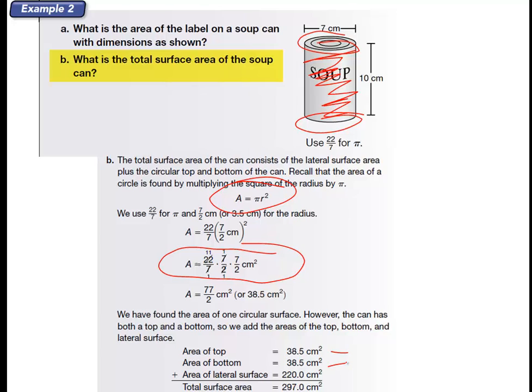You add a bottom to that, because it's the bottom of the can. And you add all of that to the lateral surface that you already figured for the wrapper, and you get a total of 297 centimeters squared. And that's what it would be for the entire can. So you need to make sure whether it's asking for the entire can, or just the top, or the lateral surface going around the can, not the entire can.